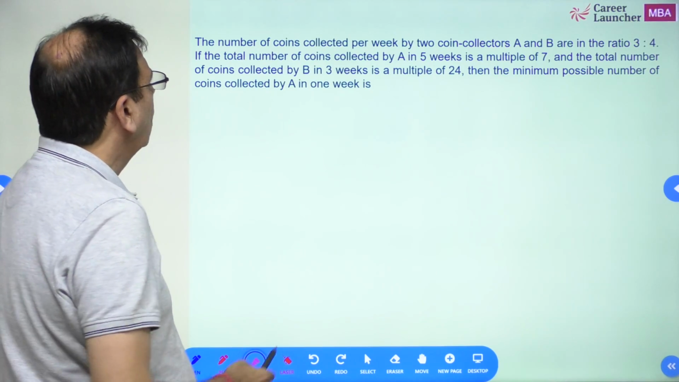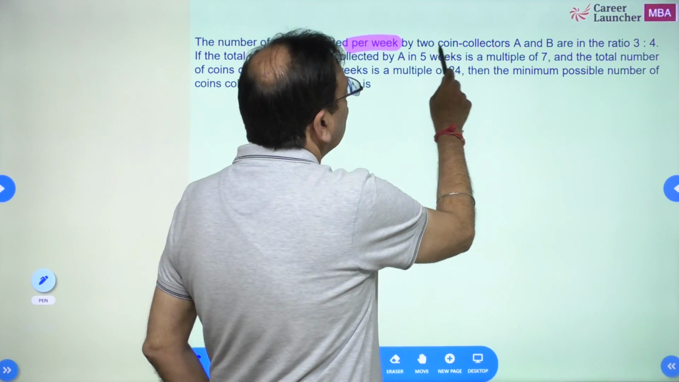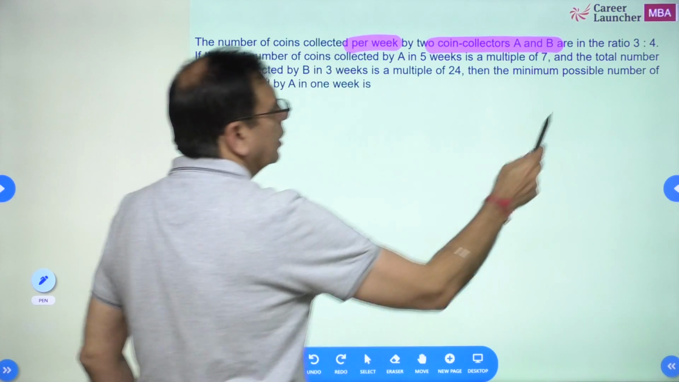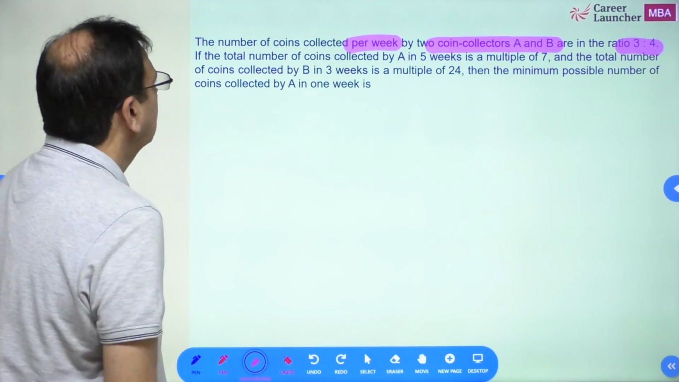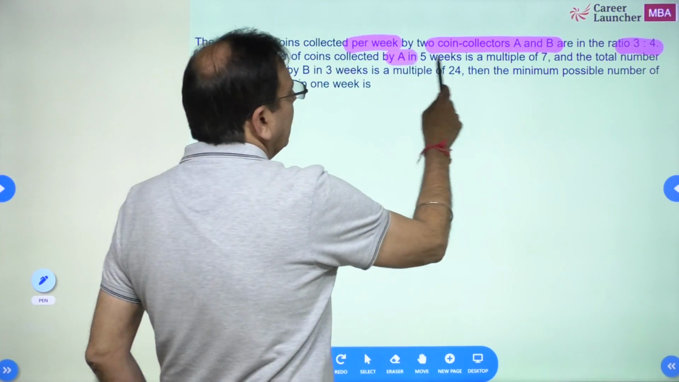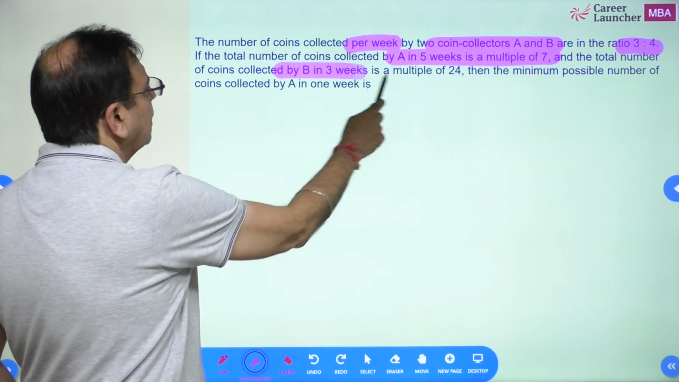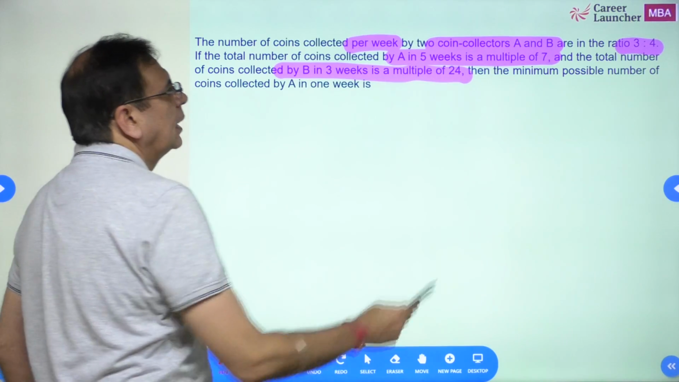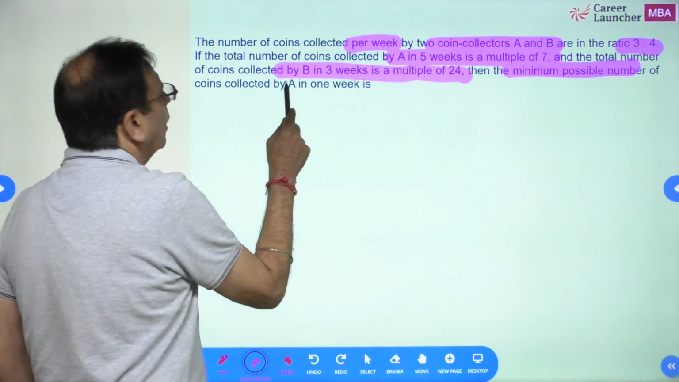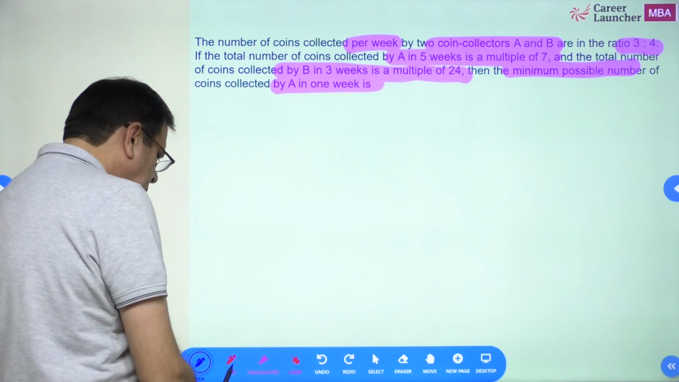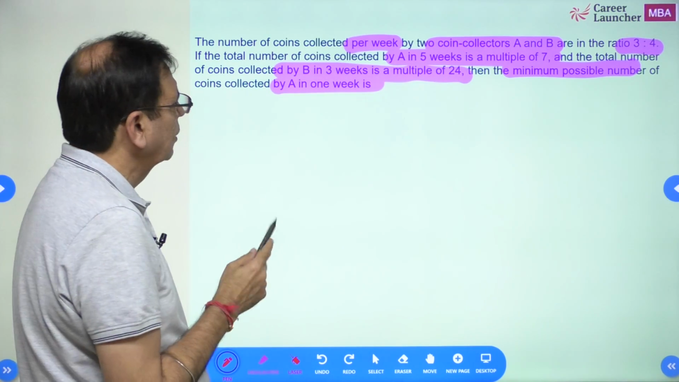The number of coins collected per week by two coin collectors A and B are in the ratio of 3:4. If the total number of coins collected by A in 5 weeks is a multiple of 7, and total number of coins collected by B in 3 weeks is a multiple of 24, then what is the minimum possible number of coins collected by A in 1 week? Question of ratios. देखते हैं इसको, ठीक है?